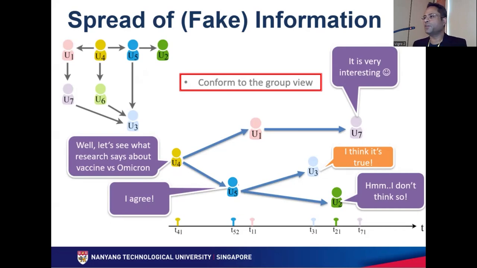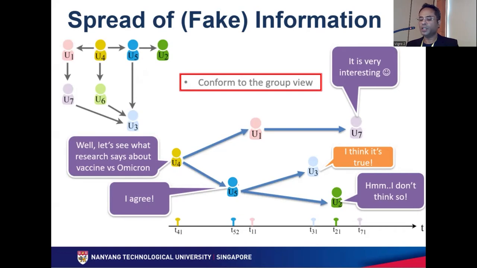U3 looks into the comments of others, and U3 may have high regard for U5 or U4. And so when U5 agrees, U3 also says, yes, I think so too. You can imagine this behavior is not unusual in a human setting. This is actually what psychologists explain using conformity theory, which we'll cover later. So that comment, I think it's true, is actually telling you about U3's behavior.